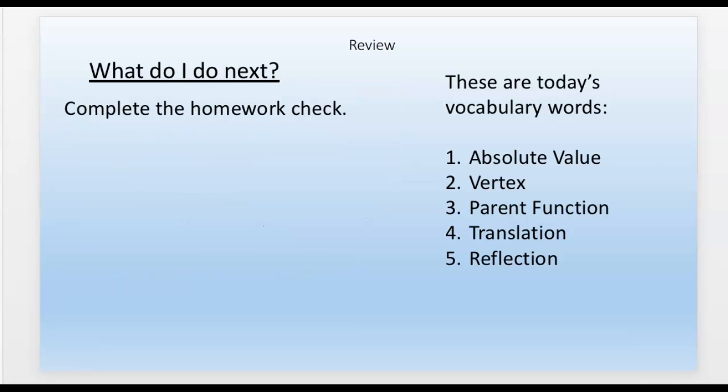Sorry guys, I had to get rid of some of that. Next, you can go ahead and complete the homework check. These are the vocabulary words for today. You can look them up in the slideshow and get the answers. That's it. Thanks.